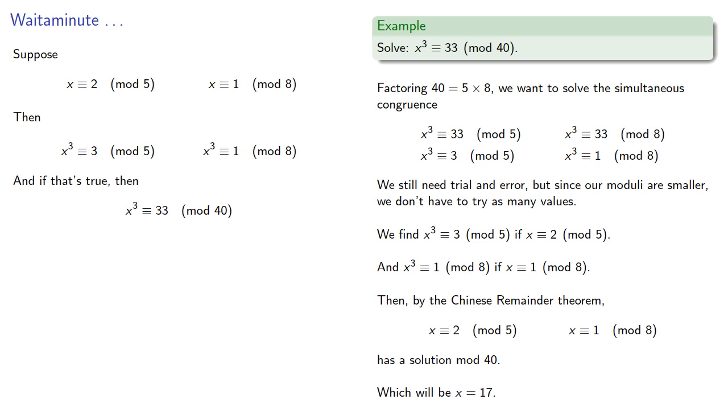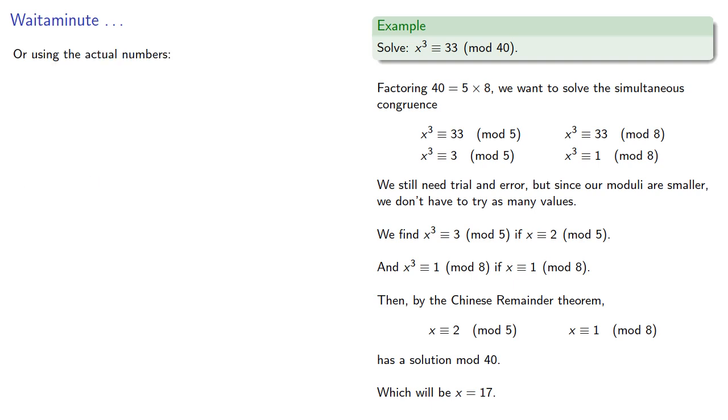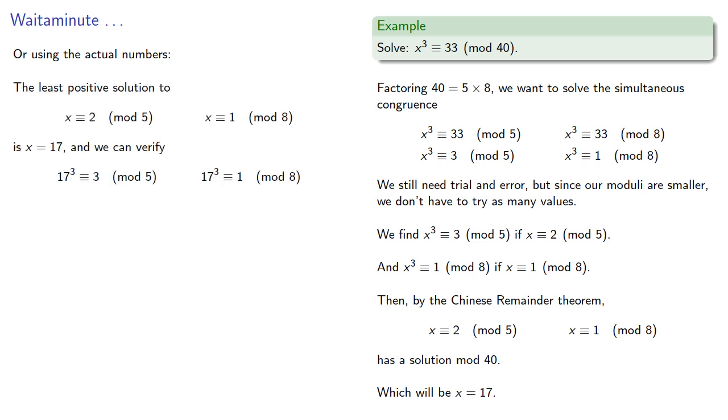What's important to realize here is it doesn't matter that we have x cubed here. Nothing changes if we use another variable like y. Or, using the actual numbers, we found the least positive solution to our system of congruences is 17, and we can verify 17 cubed is congruent to 3 and to 1, but y congruent to 3 mod 5, congruent to 1 mod 8, has a unique solution 33, and so 17 cubed must be 33 mod 40.